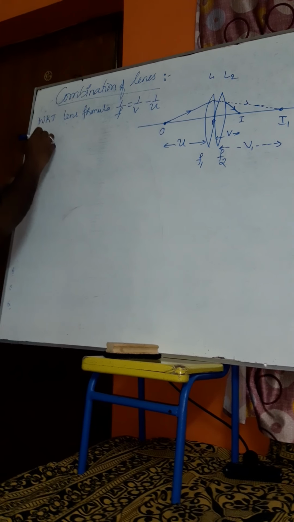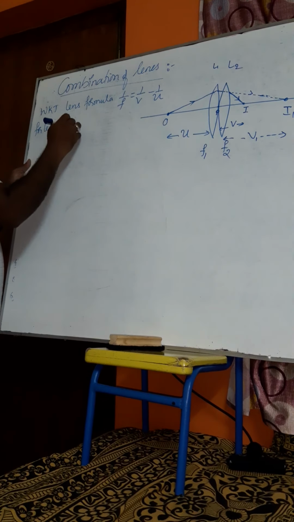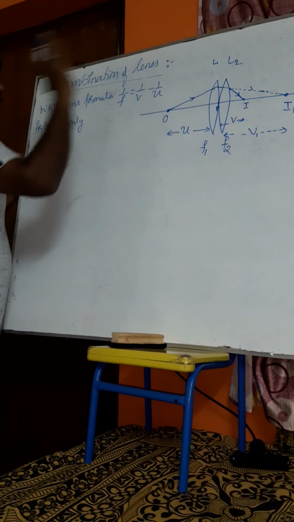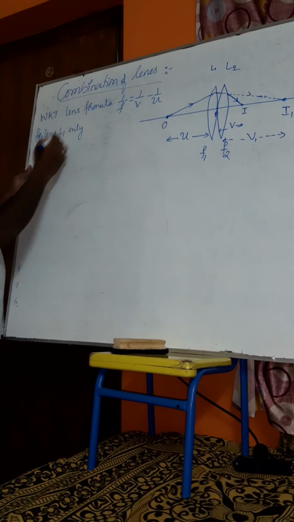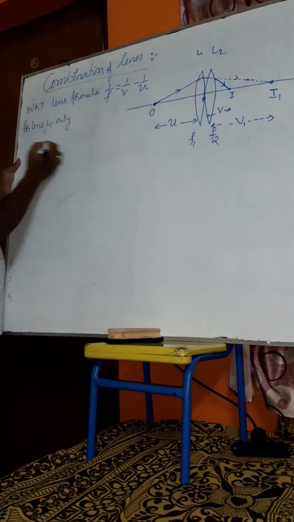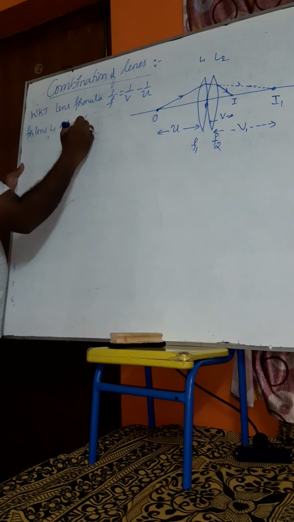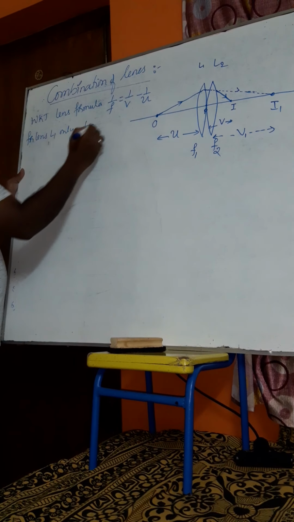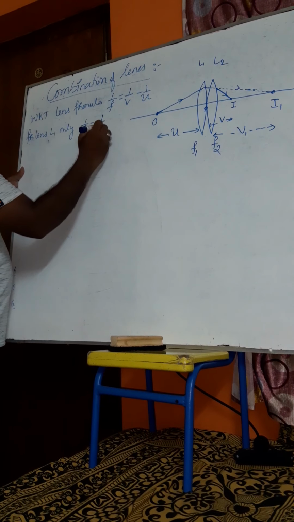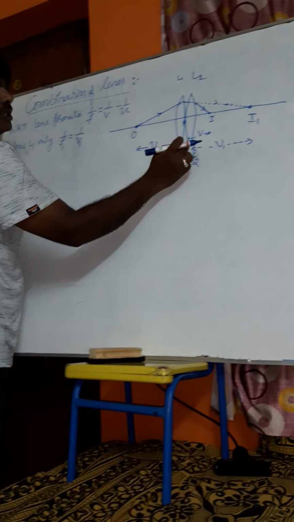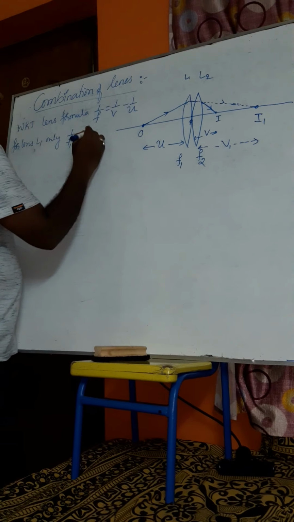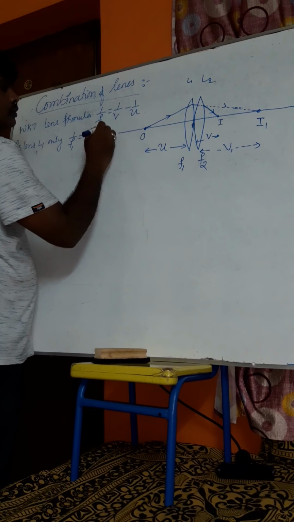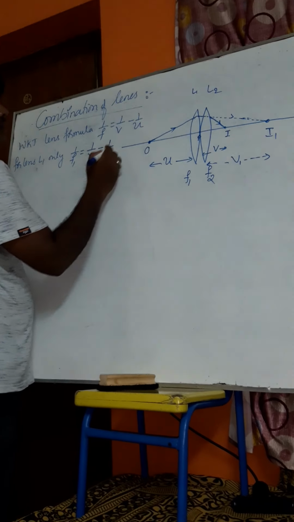For lens L1 only, I am considering L2 is not present. Now what happens? 1 by f1, because the focal length of the first lens is f1, is equal to 1 by v1, because the image distance is v1, minus 1 by u, the object distance. So it is equation number 1.